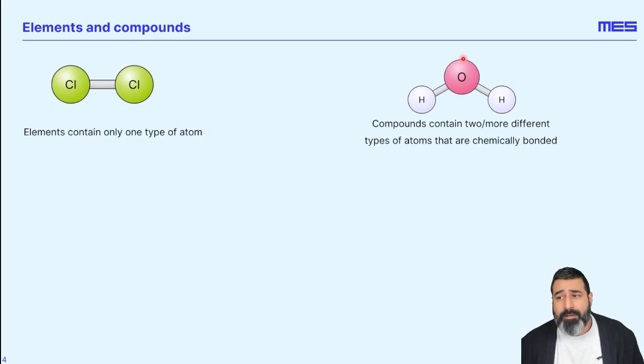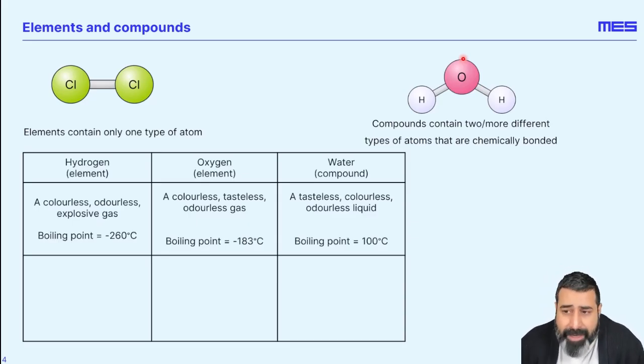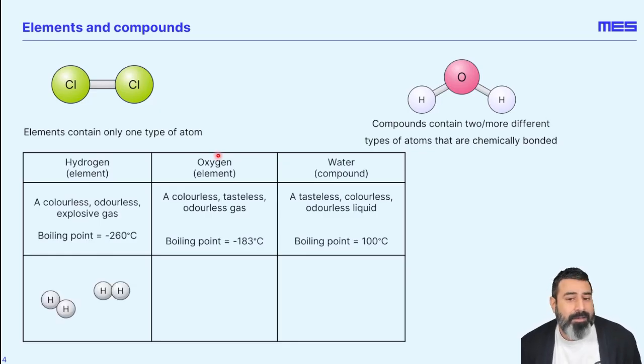If we have a look at the compound in a slightly deeper context, the compound here, H2O, is called water. That compound has vastly different properties from the elements that made it. The elements that made water are hydrogen and oxygen. Hydrogen is a colorless, odorless, explosive gas and a diatomic molecule. Oxygen is a colorless, tasteless, odorless gas at room temperature and pressure, also a diatomic molecule.